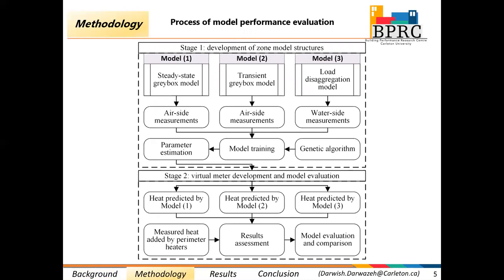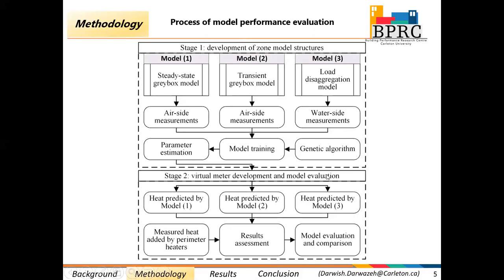The methodology of this research consists of 2 parts as shown here. In the first part, 3 modeling approaches are applied to formulate zone model structures: a steady-state modeling approach, a transient modeling approach, and a load disaggregation modeling approach. Now, datasets collected from 7 zones in an academic building in Ottawa are used to train the 3 models. The genetic algorithm is used to identify model parameters.